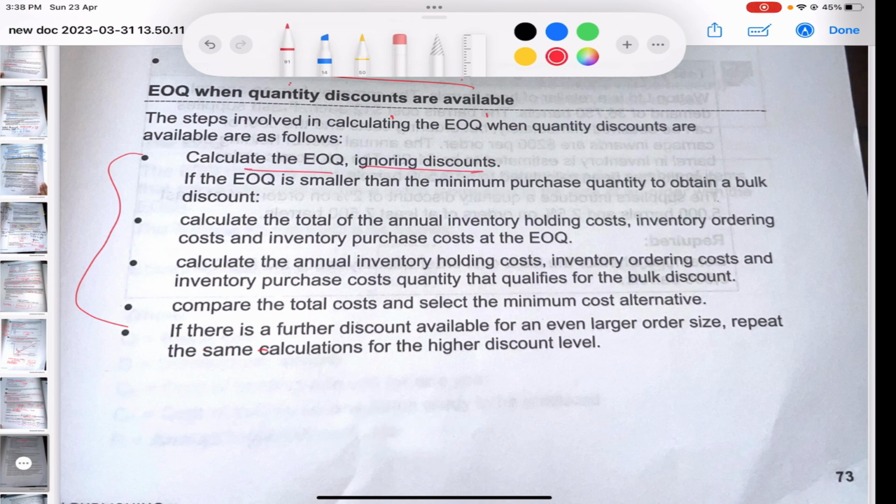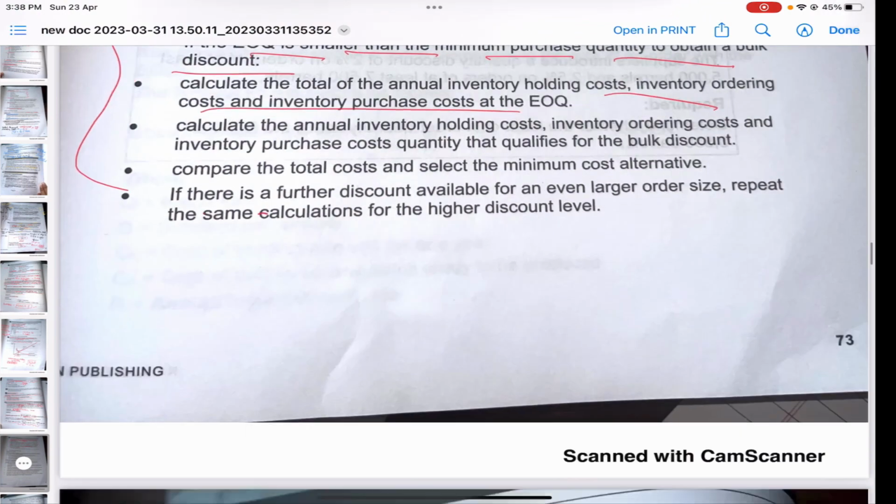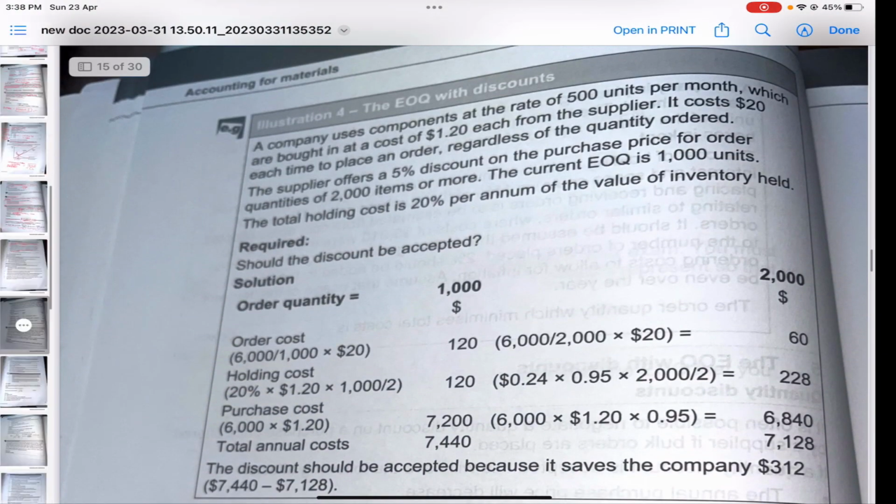So calculate the EOQ ignoring discounts. If the EOQ is smaller than the minimum purchase quantity to obtain the bulk discount, calculate the total of the annual inventory holding costs and everything. So we need to evaluate everything and weigh all the pros and cons before accepting a particular discount. We will see this practically so then you will understand it better.